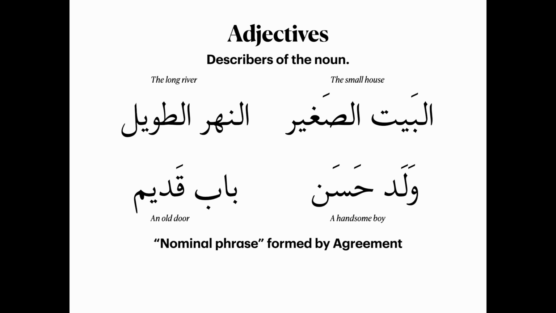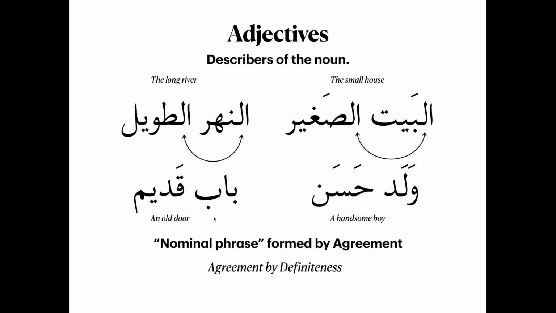And one of the ways that we have agreement is agreement by definiteness, which means that if your noun has al on it, your adjective must also have al on it to be united. So we have al nahr at-tawil, right? Both words have al on it. So this noun and adjective is united under one thing, the long river. Also, similarly, al bayt as-saghir, we have this al thing that joins it together.